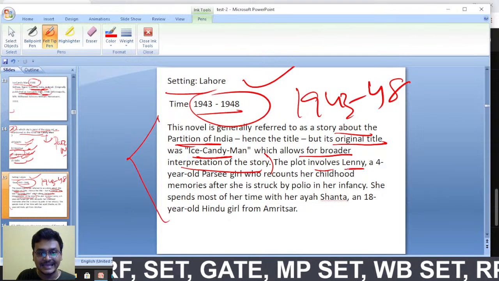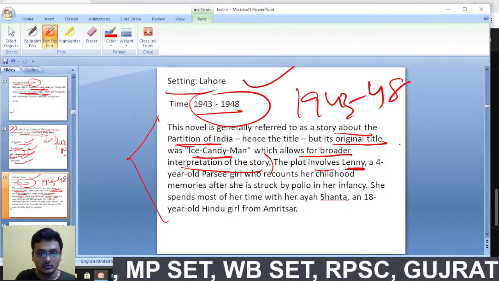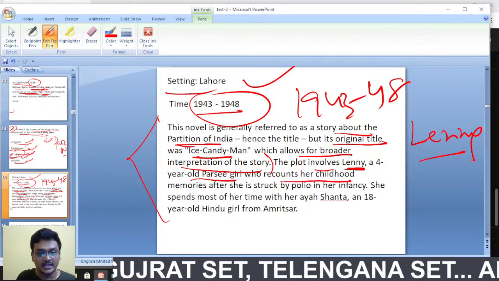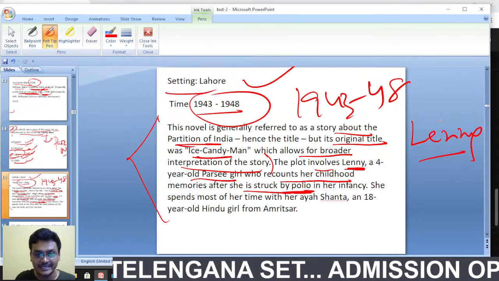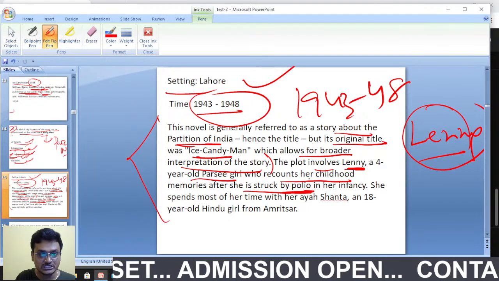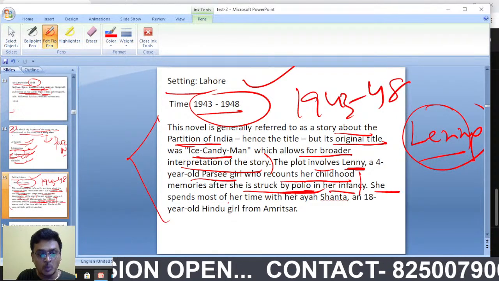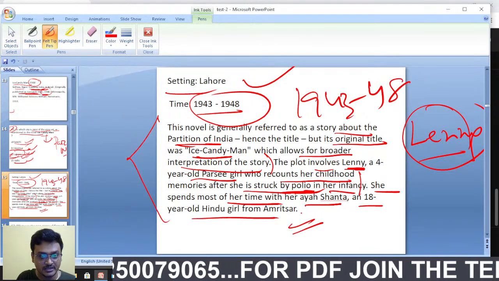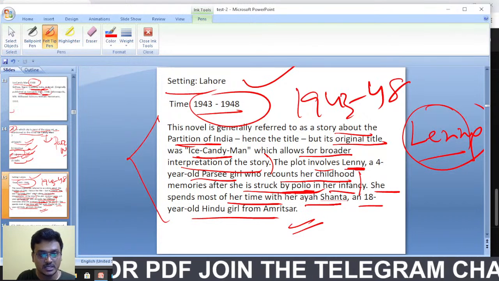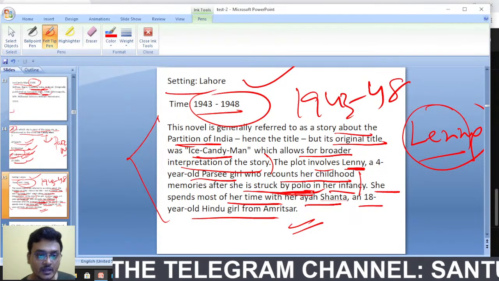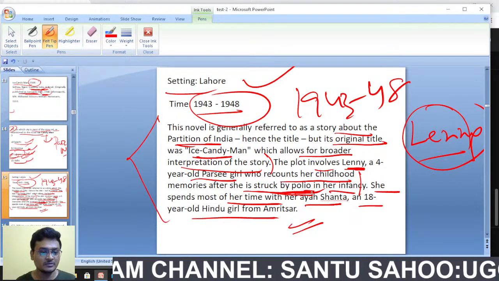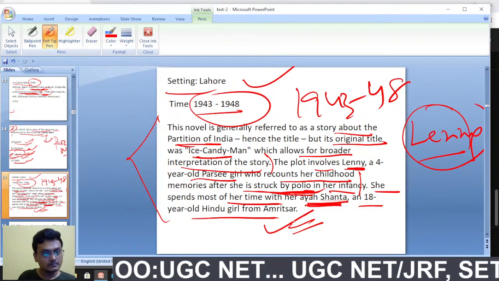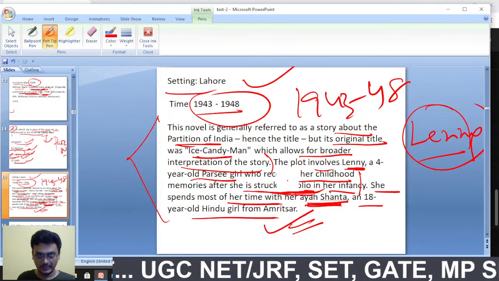The plot involves Lenny. Lenny is the character here. Lenny, a 4-year-old Parsi girl who recounts her childhood memories after she is struck by polio in her infancy. She spends most of her time with her Ayah, Shanta, an 18-year-old Hindu girl from Amritsar. So the Parsi girl Lenny is the protagonist.